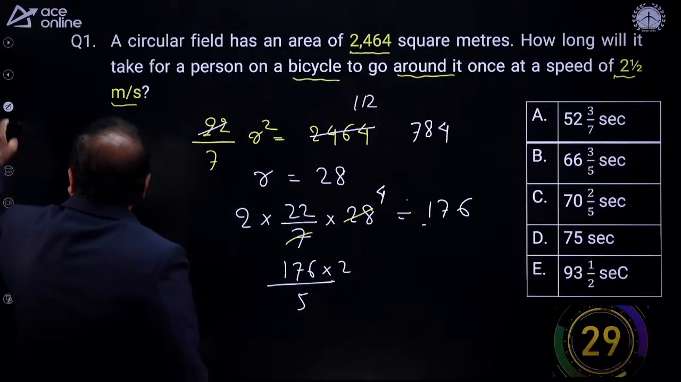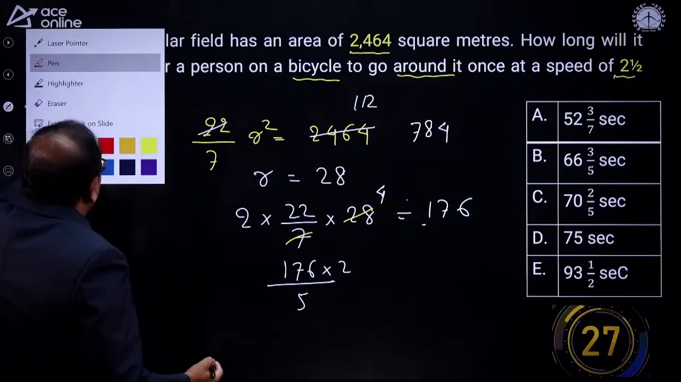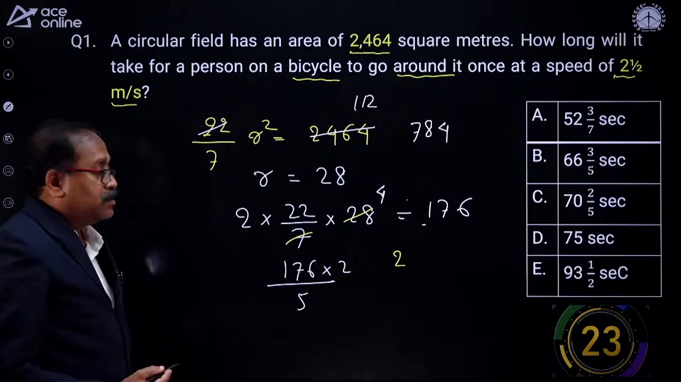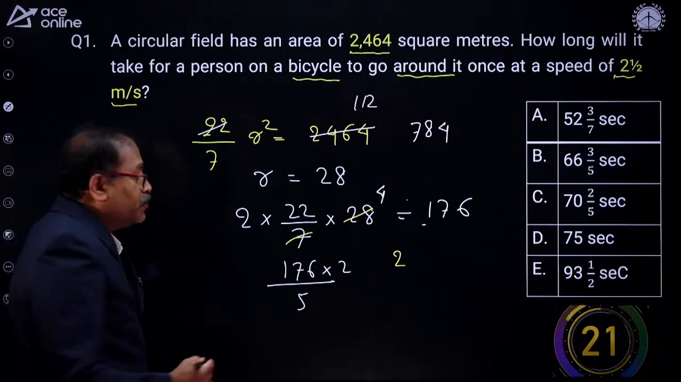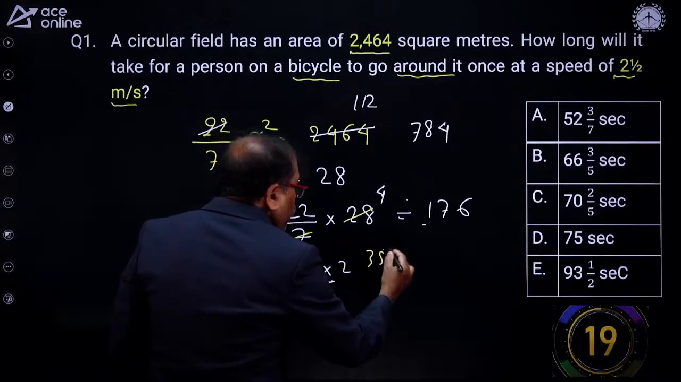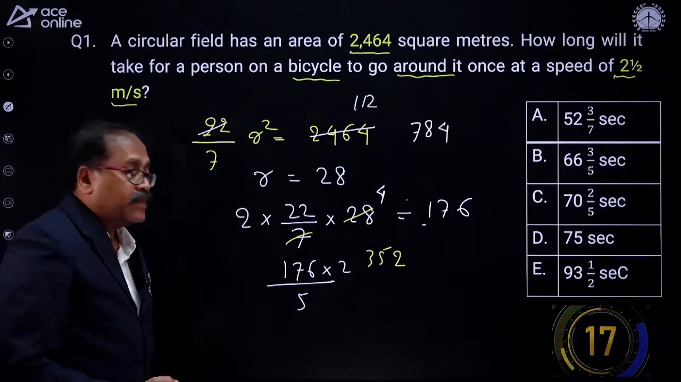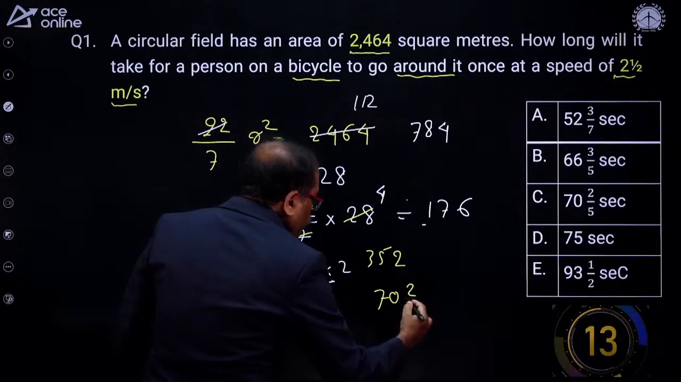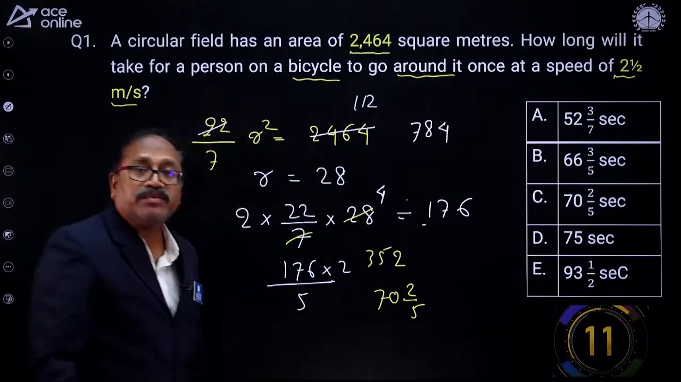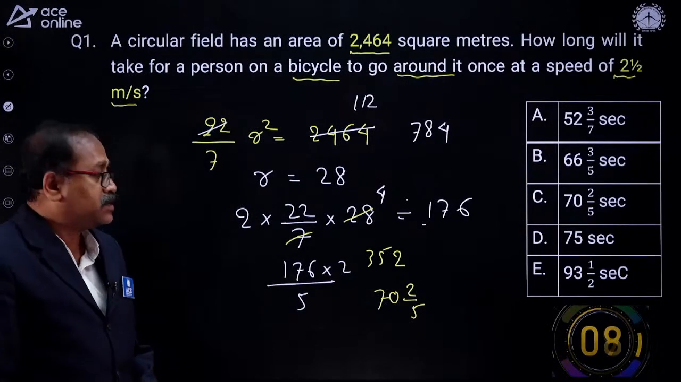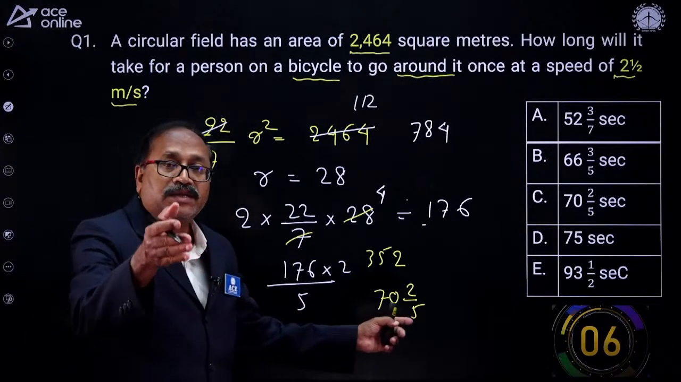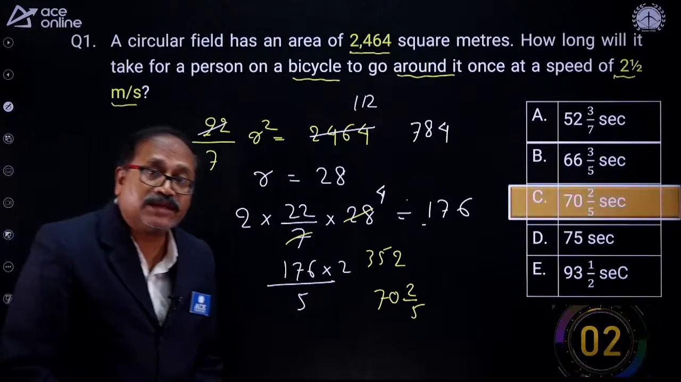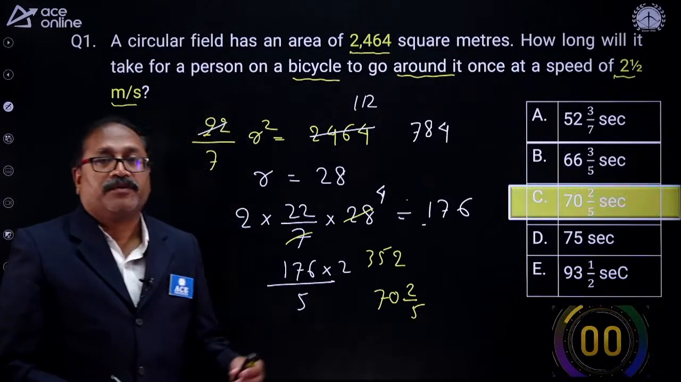So the answer will be nothing but, you are noticing now, 2 6s are 12, carry 1, and 17 2s are 34 plus 1 is 35. I need to divide this by 5. So 5 7s are 35, and then 2 by 5. This should be the result. That means the time taken is 72 by 5. That is option C. Okay.